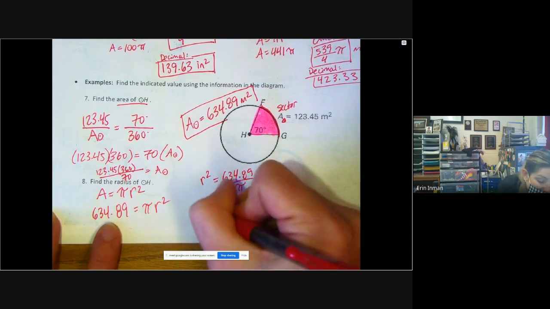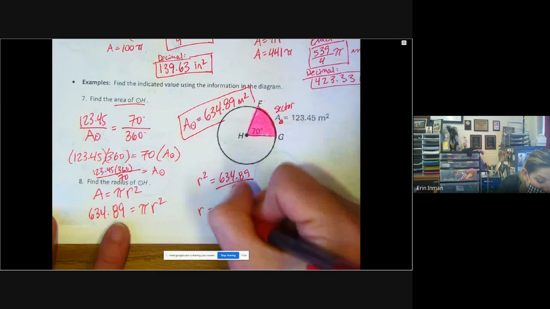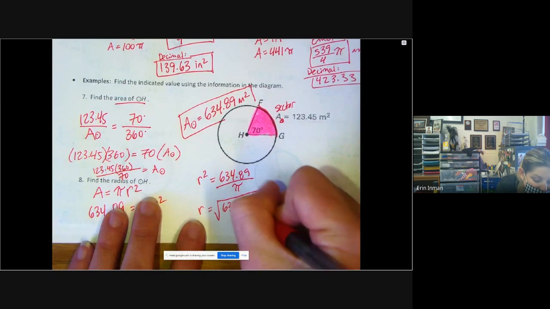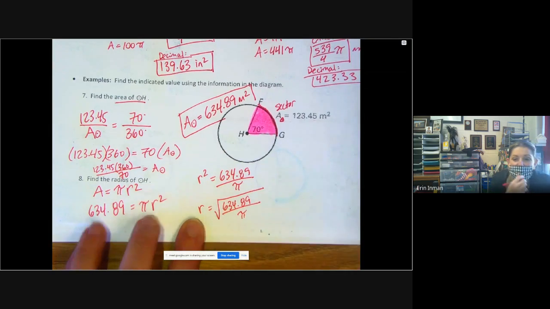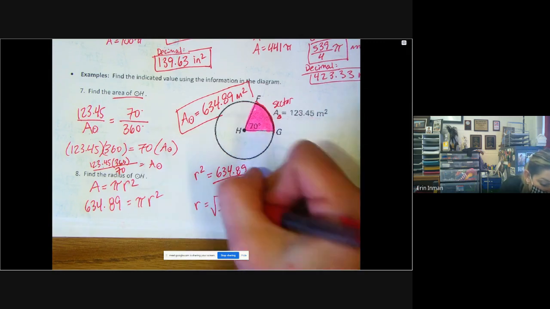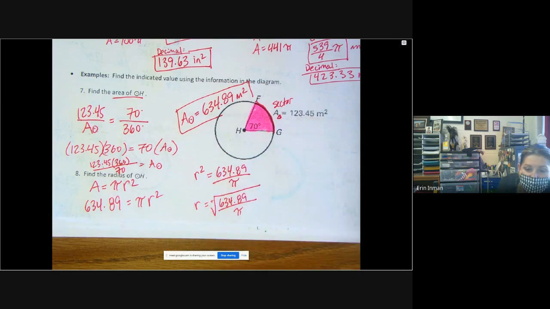And then I hope you remember how to undo something squared, I would take the square root of that. And would it make sense to get a negative root here? No, not at all, because we're talking about the area. We don't have negative area. So I would really just be looking at the positive root in this one since it's an actual length. And so I could type that into my calculator, take the square root of that answer, and I can find what the radius is.